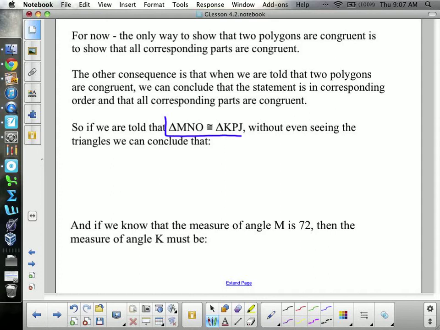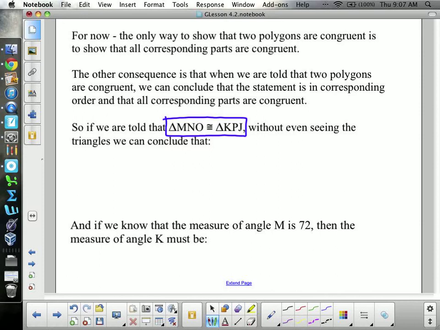If I have a triangle congruent statement, like I have right here, triangle MNO congruent to triangle KPJ, I don't know what the triangles look like. I don't know where they are. I just know that they're congruent. 2 imaginary triangles that are the same shape. All right? What does that statement tell me? It tells me actually 6 different things besides the congruent triangle.